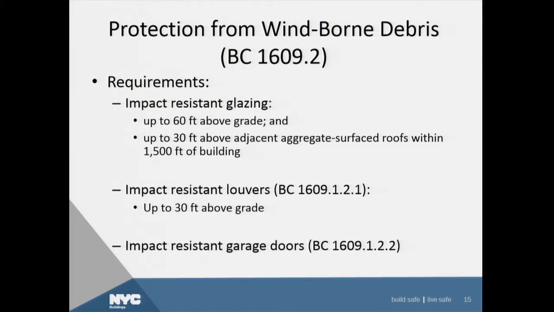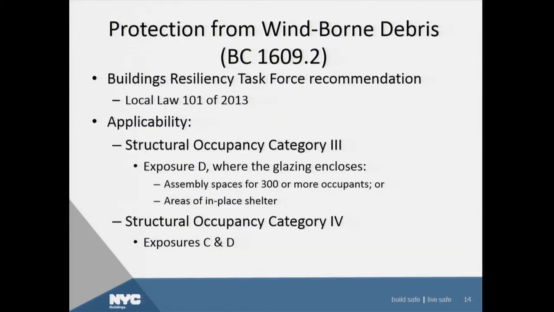There are also requirements now, again, this is the same protection from wind-borne debris, for impact-resistant louvers up to 30 feet above grade, as well as impact-resistant garage doors. So the idea is to keep the envelope intact during these high wind events, given that you could have large-scale and small-scale debris flying around. Losing a window in those category 3 or category 4 buildings could be quite catastrophic and have a huge impact on the structure.